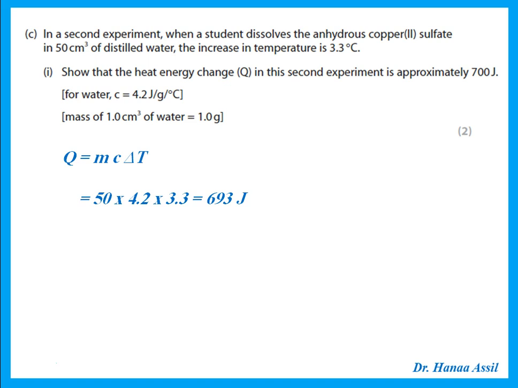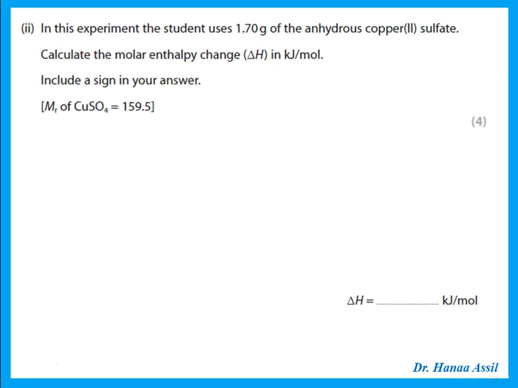So Q calculated like this will come out to be 693 joules. So that is approximately 700 joules. So that is correct. In this experiment, the student uses 1.7 grams of anhydrous copper sulfate. Now calculate ΔH. How do we calculate ΔH? You should know that ΔH is Q over n.